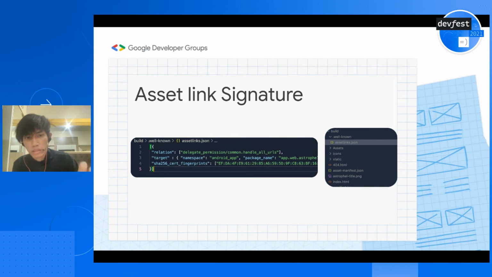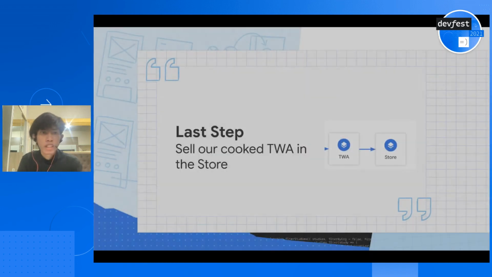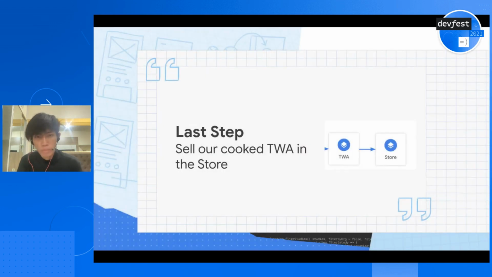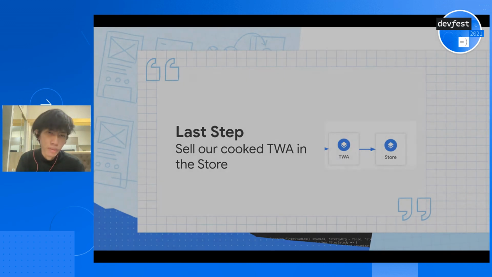After you generate that, you put it on the website, and inside the application you also have to put this fingerprint into the manifest. After you sync the fingerprint on the website and the fingerprint on the mobile app so they have the same signature, they will be treated as a TWA. So last step, after we build a TWA, we can sell or distribute our TWA in the store.